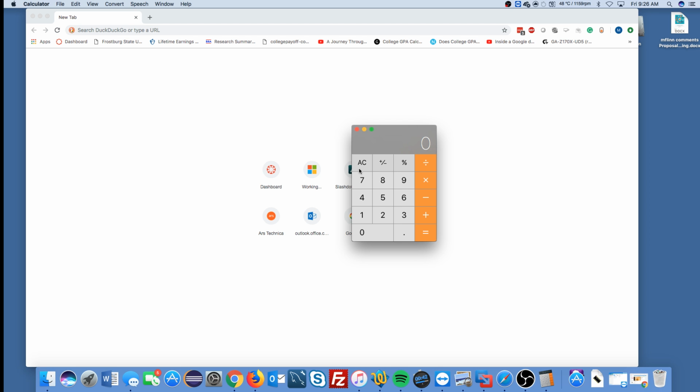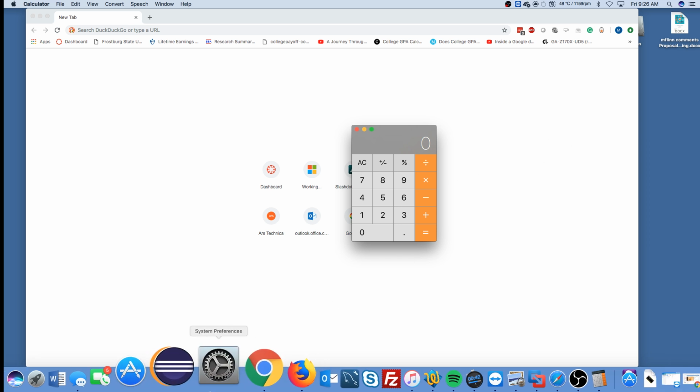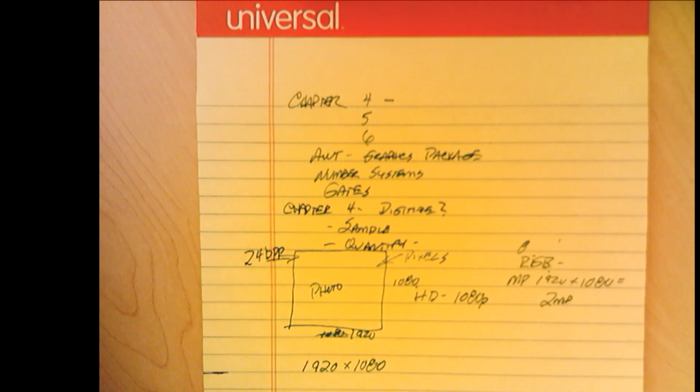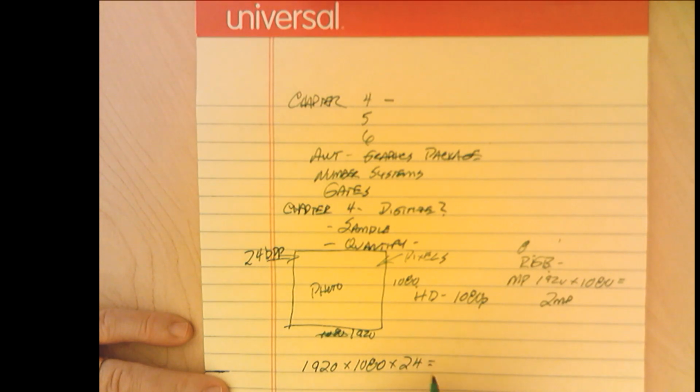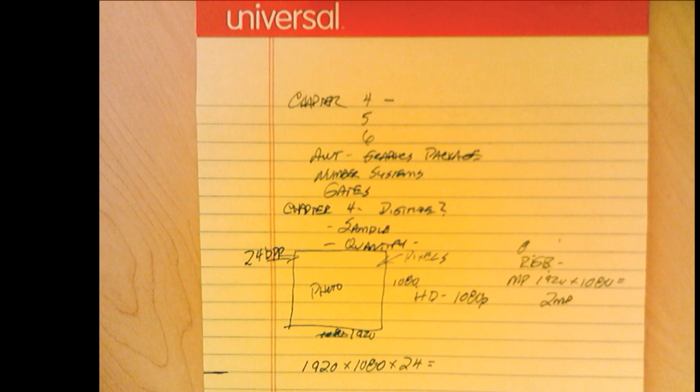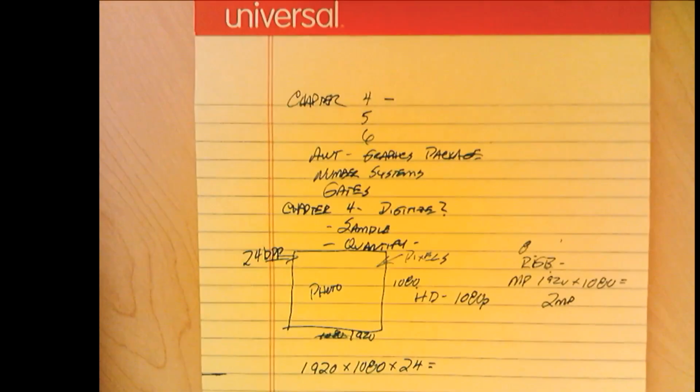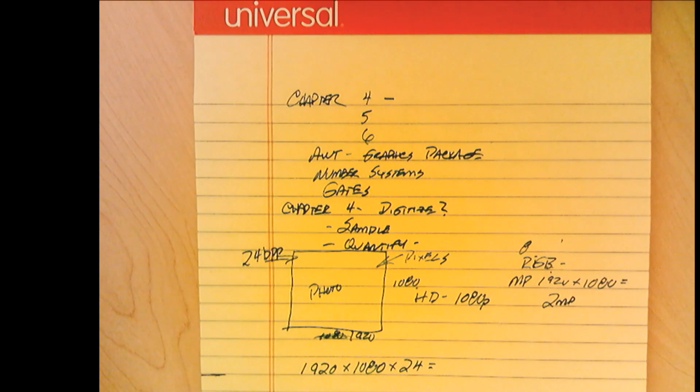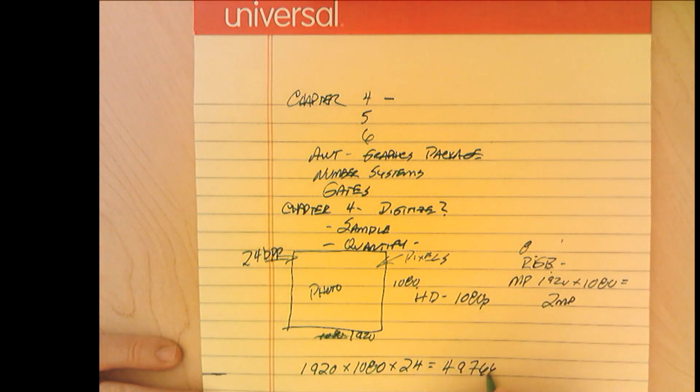All right. Now, the next thing we want to figure out is how much storage space this actually occupies. So if each channel is 8 bits, that's 24 bits per pixel, BPP. So 1920 by 1080 by 24. If I multiply that out, that gives me 49,766,400, and that's going to be in bits.